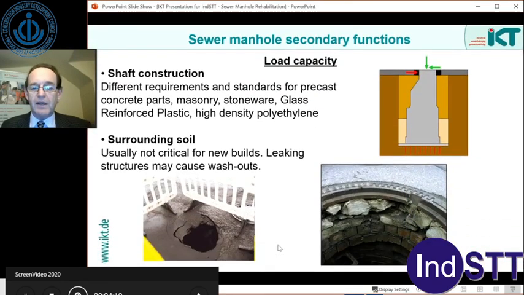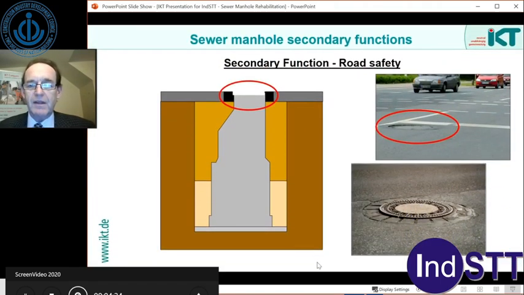Another secondary function is that it has to resist loads from above, from below, and from the sides, from the surrounding soil, etc., in order to function correctly. So any rehab does need to take that into consideration. And a final secondary function is that there is a road safety issue, of course, with the manholes on the top.